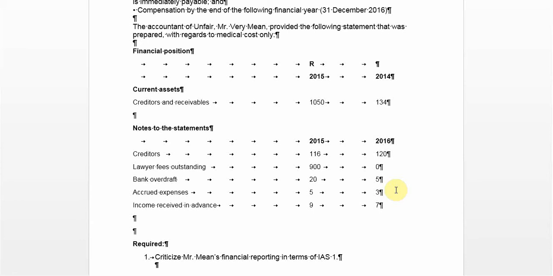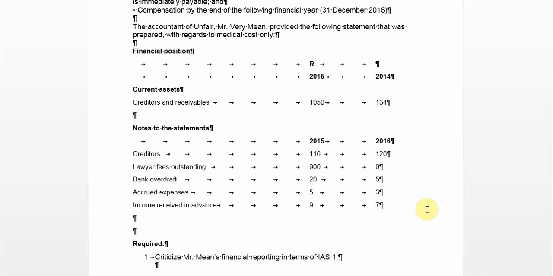Again, there's no rand sign, so they've not indicated the currency. And again, I see here a 116, 120. It cannot be right. There must be a level of rounding that they've not indicated. If I look at then the amounts here, there's creditors, lawyer fees outstanding, there's a bank overdraft, there's some accrued expenses, and then the income received in advance is also displayed there. So we need to say a few things about what was included and what was not included.